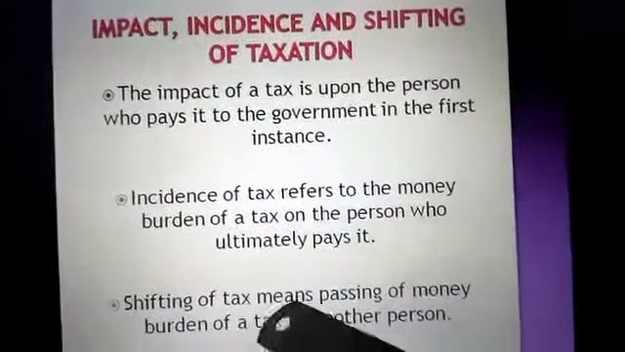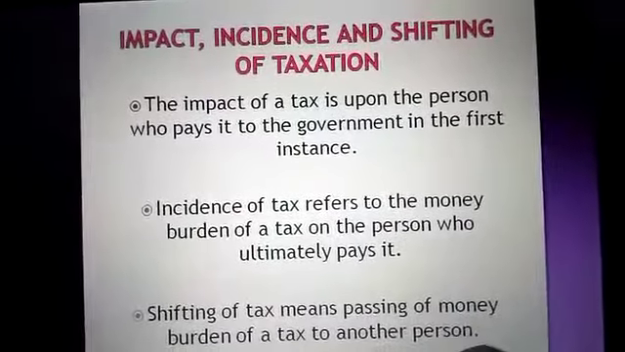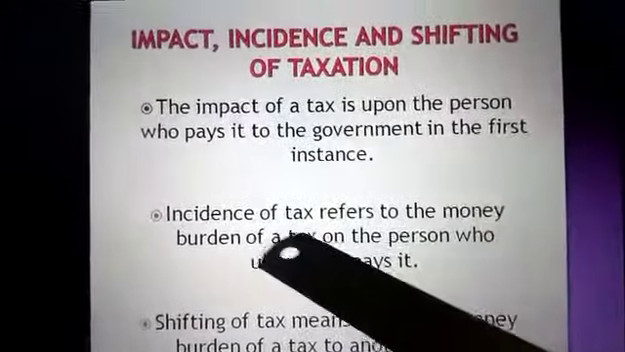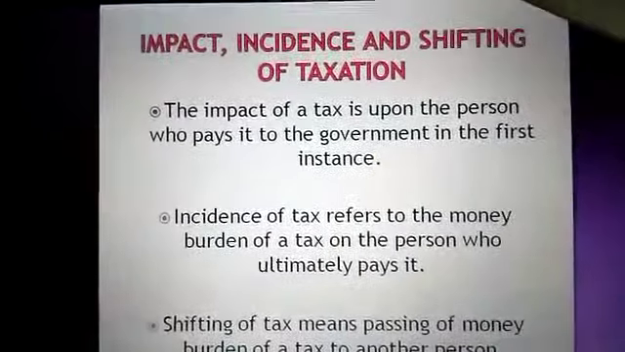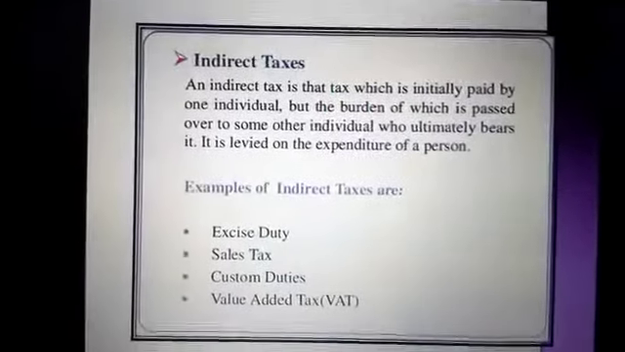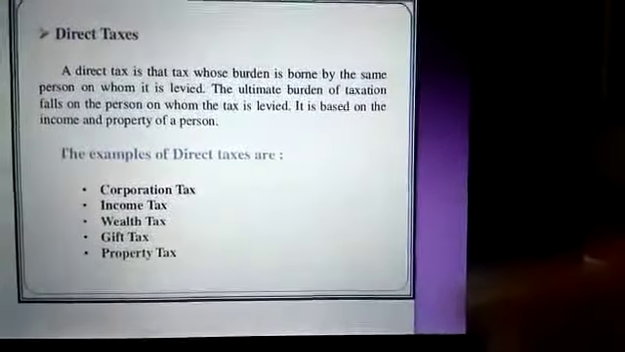Okay. And shifting means passing on the money burden of a tax to another person. In case of indirect tax, impact is on one and incidence is on another. That means the tax could be shifted. Is the meaning clear, everybody? Then let's have a look at what is direct tax and indirect tax in greater detail.